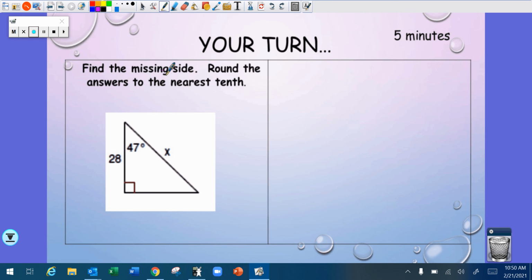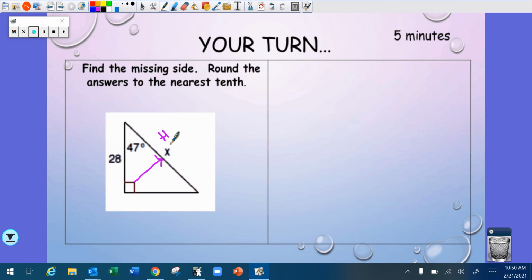The next one, pause the video, guys. Try this one out. And then when you're done trying it out and you got your answer, push play again. Once again, if you're one of my students in my odd class and you're still working on this video, you can stop, or if you just want to work on it because you're on your free time, that's fine too. But just know you don't have to keep going through it. This one says find the missing side, round the answers to the nearest tenth.